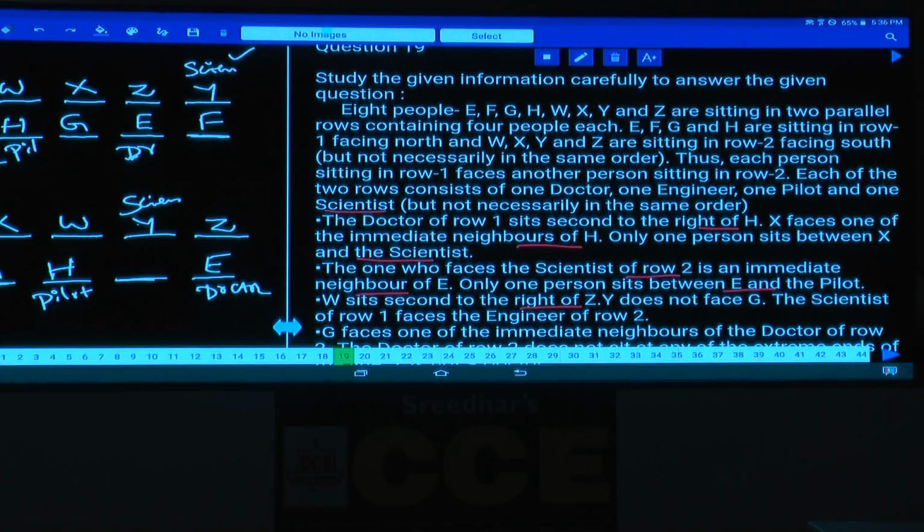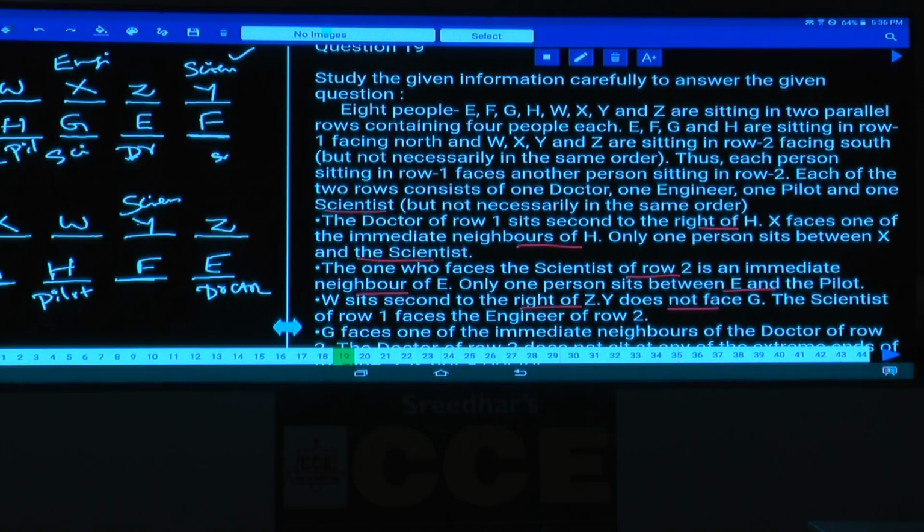And who is this person? Y and F. Done? Y does not face G. The scientist of row 1 faces the engineer of row 2. Scientist of row 1 faces the engineer of row 2. Now this is row 1, scientist cannot be here, and scientist is here, and this person must be an engineer.